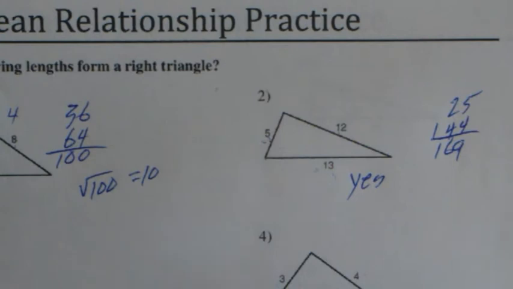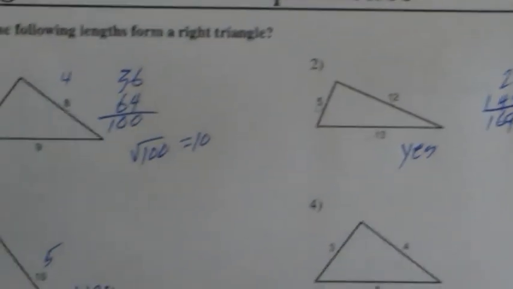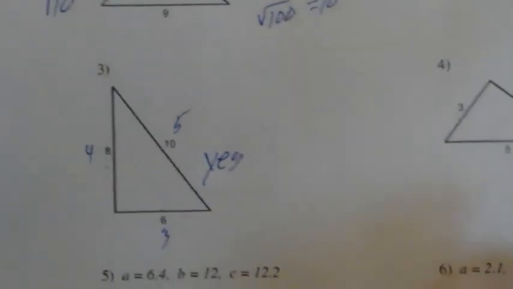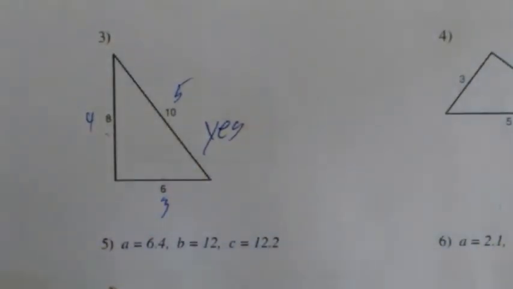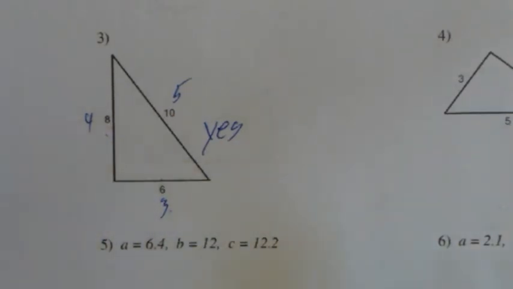6, 8, 10. If you divide by 2, you get 3, 4, 5. Yes, this is a 3, 4, 5 related triangle. You could put it in your calculator. And did I even show that one? I don't think I did. No. I divided by 2s and I got 3, 4, 5. So yes, it is one, but you could put them in.